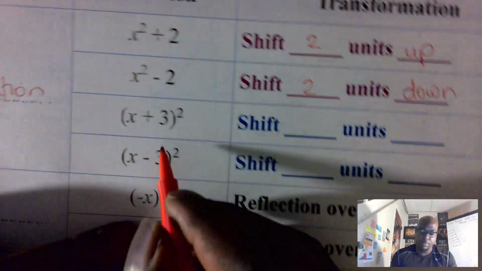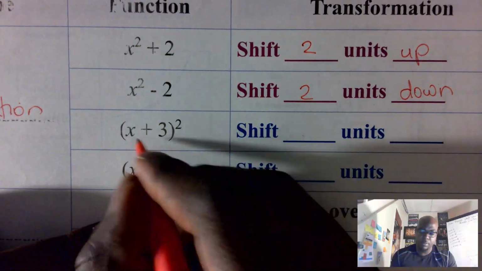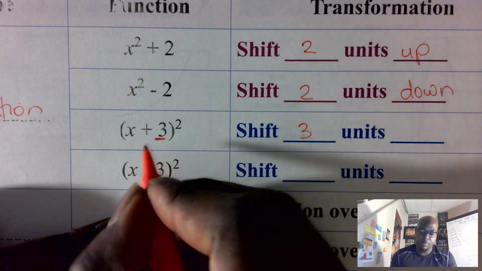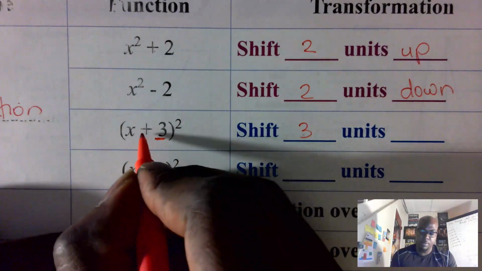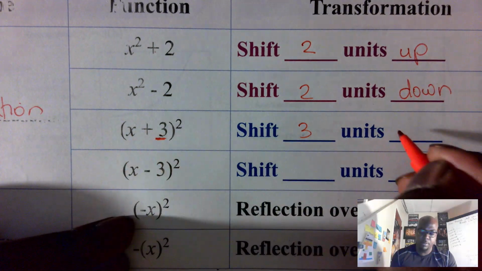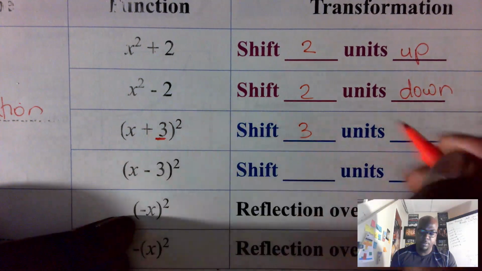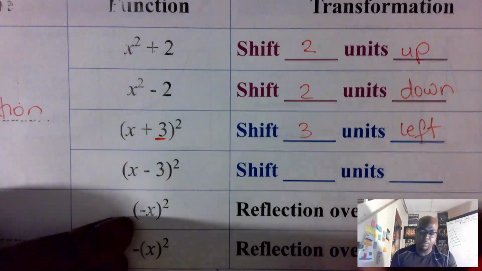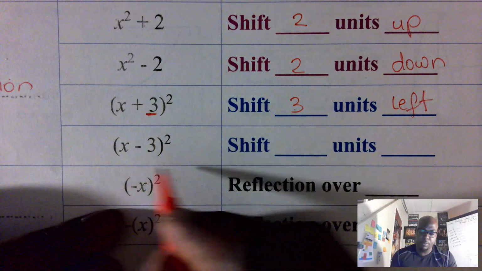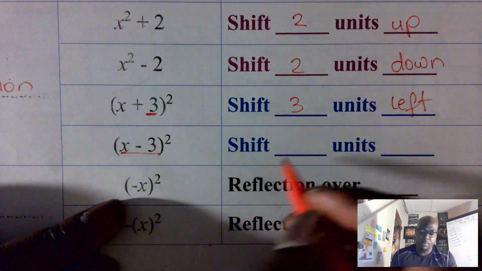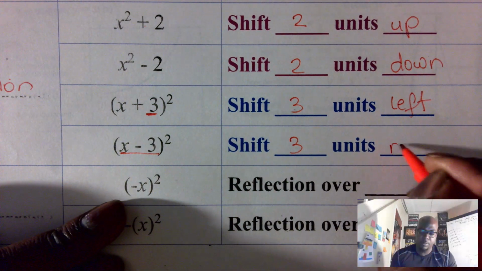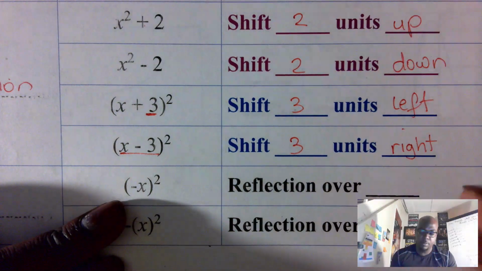All right, here we're going to shift 3 units. Are we shifting to the right or the left? We're not going to shift to the right because this is positive. If you set this equal to 0, it's going to be negative 3. So therefore, we're going to go to your left. All right, here as well, because if you set this equal to 0, it's going to give you positive 3. So you're going to shift 3 units to your right. All right, good job thus far.